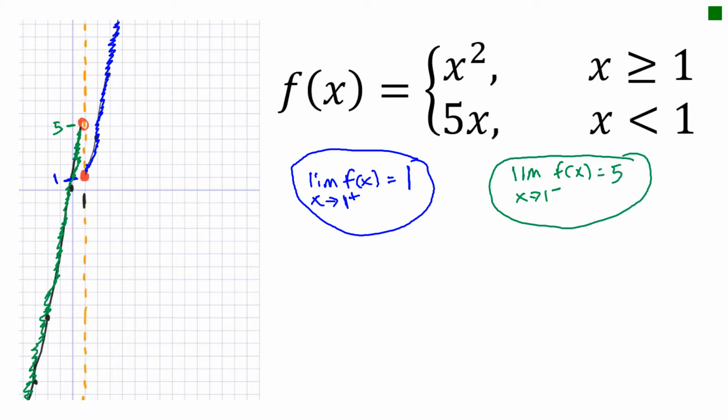Can we describe a general limit here? No, because the left-hand limit does not equal the right-hand limit. They're different values. So what we would say here is that for the general limit, instead of using a plus or minus, and we just said going to 1, we would say that this general limit does not exist.